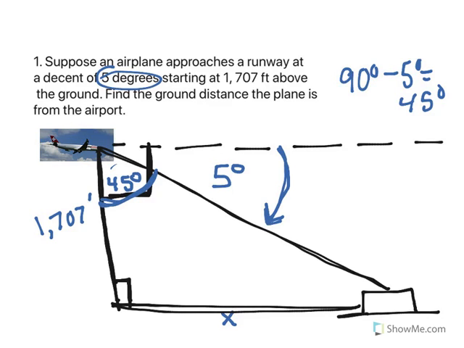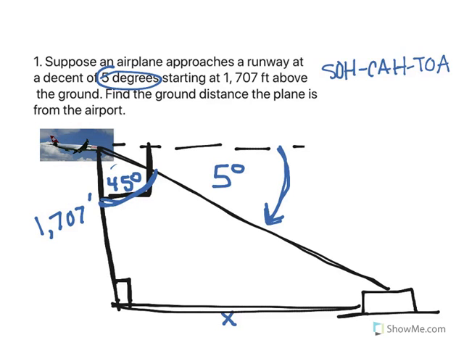Now I can set up a trig ratio. So remember SOHCAHTOA. Let's write that out. And our first step is to label the sides.